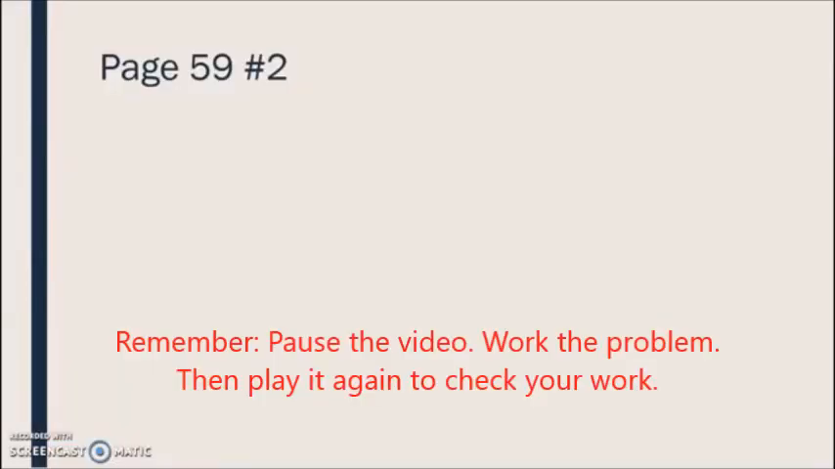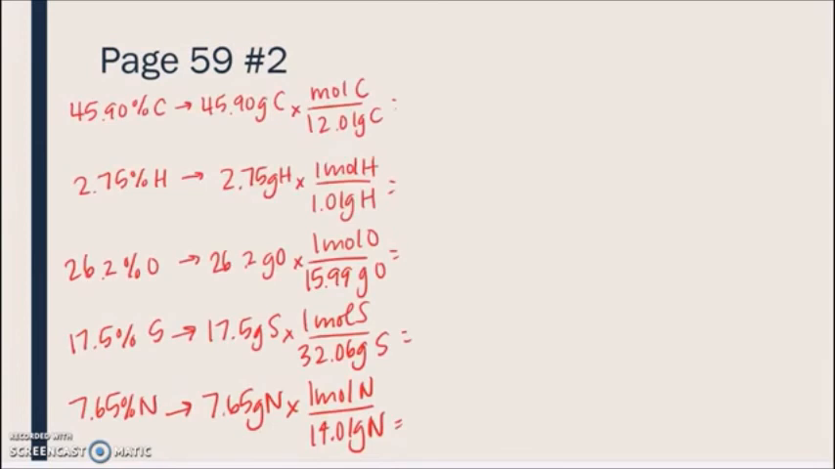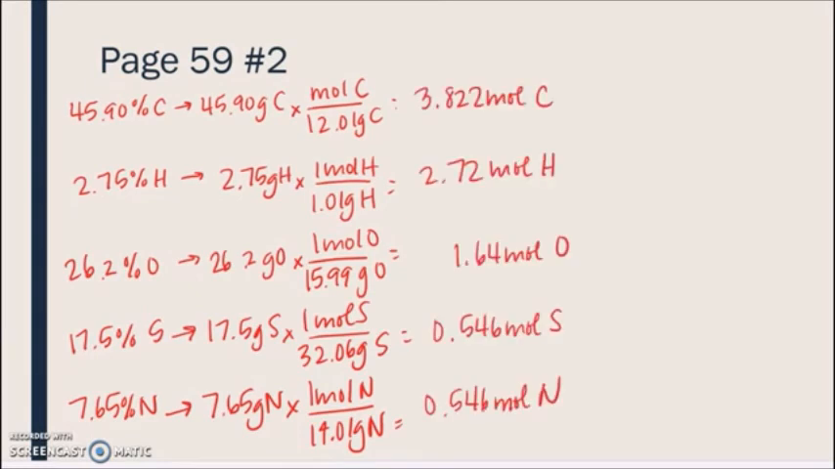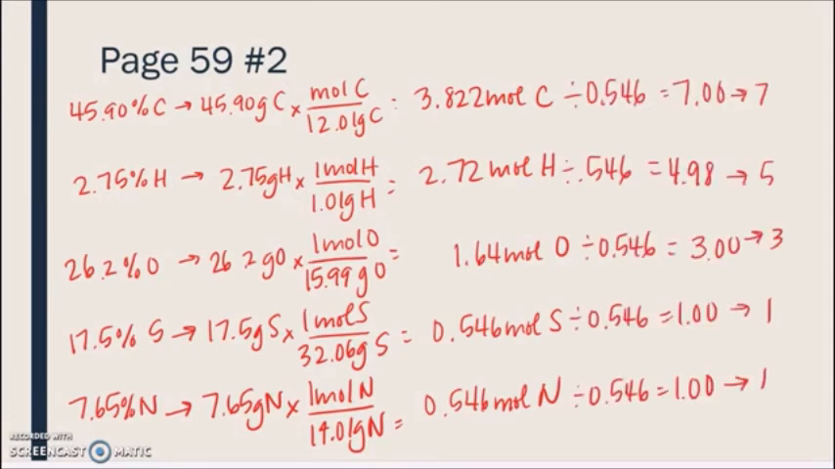Okay, so for page 59, number 2, you had to find the molecular formula of saccharin. So when you're solving this, you take the percents and go to grams, and then you're going to take the grams and go to moles. And so if you're watching sig figs, those are the values of moles that you should get, and then you're going to divide through by the smallest. So then you get those numbers, which will be your subscripts, so C7H5O3SN. And the order that you put those in, not that important to me.